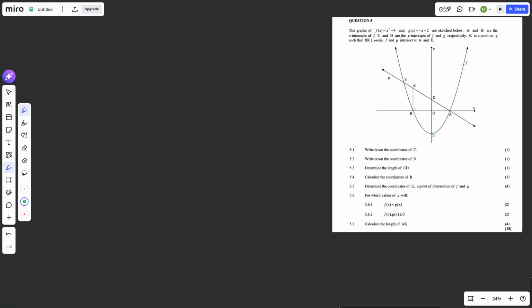So in today's video, we'll be looking at some functions. We are given two functions. We've got f of x, which is our parabola, and g of x, which is our straight line, and both of them are sketched below.